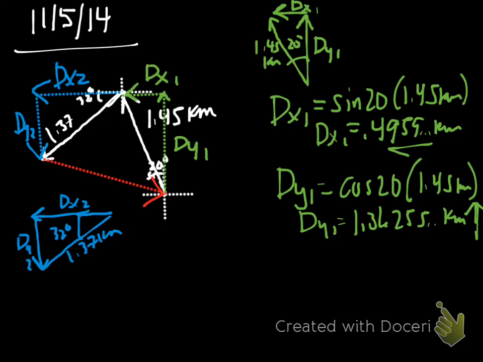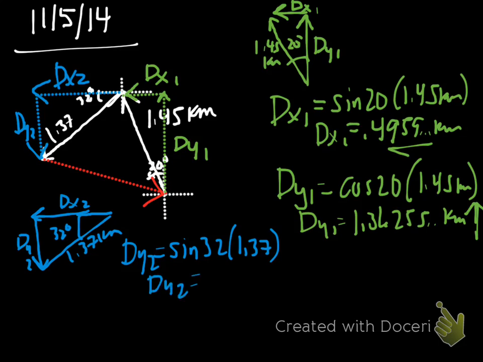dy2. Okay, so because dy2 is opposite the angle, we know that dy2 is going to be equal to sine of 32 times 1.37. So dy2 equals 0.7259, etc. kilometers, and dy2 is down. It's in opposition to dy1. They're running in opposite directions.